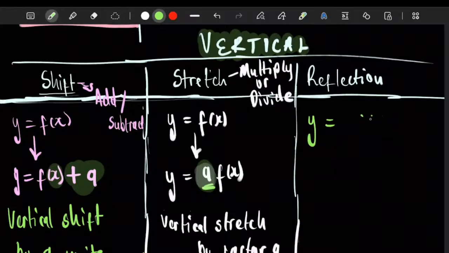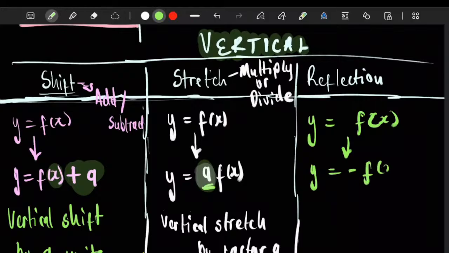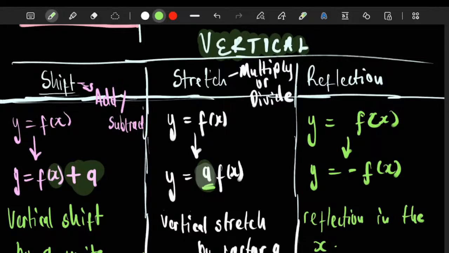So the original one was y equal to f of x. After the reflection, it becomes y equal to negative f of x. This is after a reflection. So you are going to say here, reflection in the x-axis. That means it's a vertical reflection.